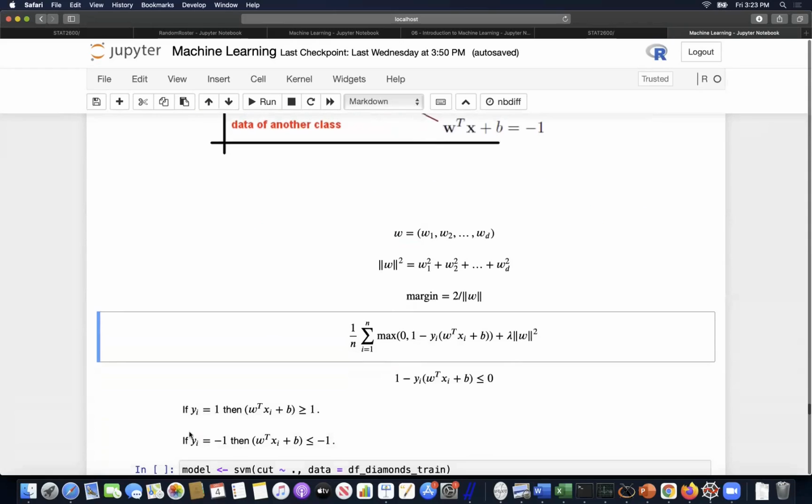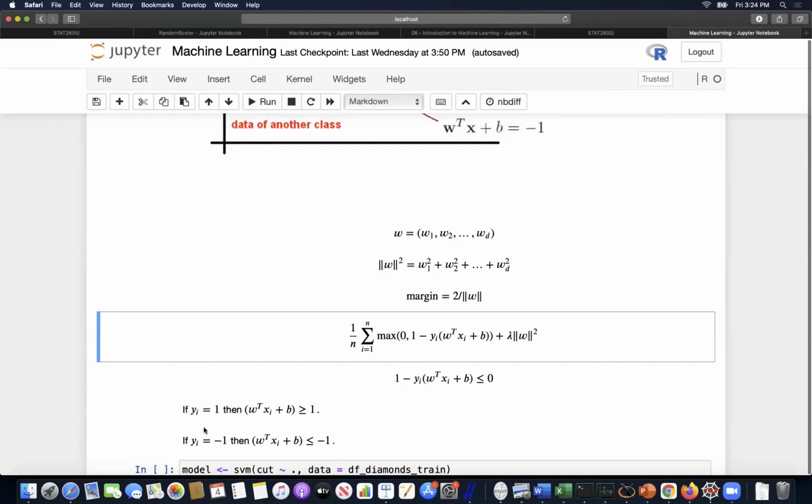For the red data, yi is -1. They are being classified as red, and red is -1. For those, if you use this formula with yi equal to -1, it's going to become 1 plus W transpose xi plus b. Now you keep W transpose xi plus b on the same side, and you take 1 to the right side. It's going to become -1. And then you're going to be happy if this is happening.